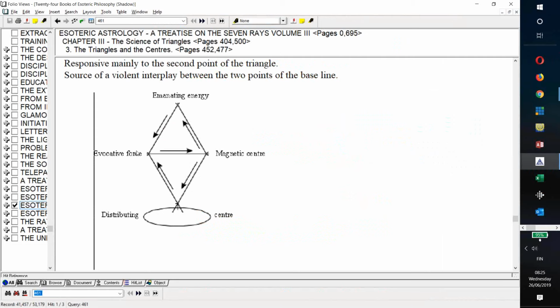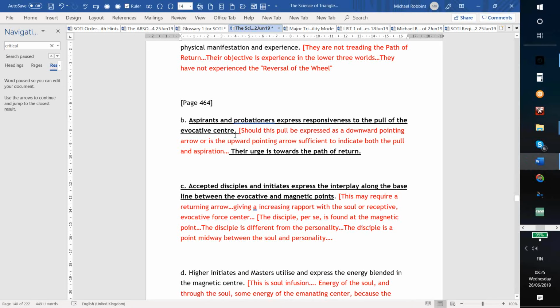then it comes back to the evocative center and is passed again. And the magnetic center is different in the case of two types of people. One type of person is the average non-aspiring individual who wants to work at the lower activities. The other is the one who has been invoked by the soul and evoked, or an evocation is followed, and wants to follow the way up to the soul and beyond. So I hope that is clear.